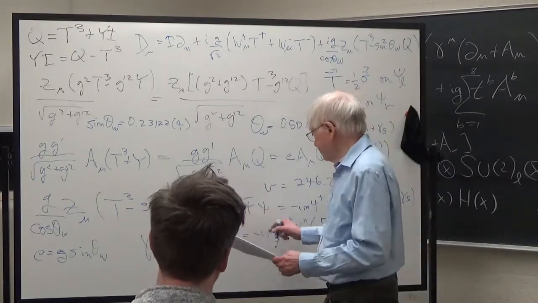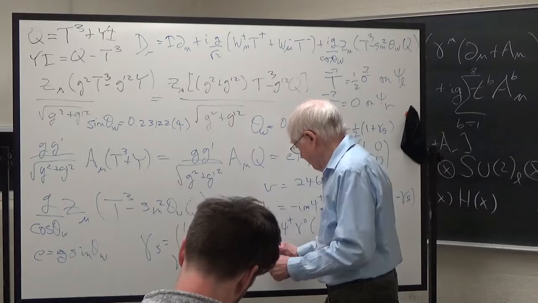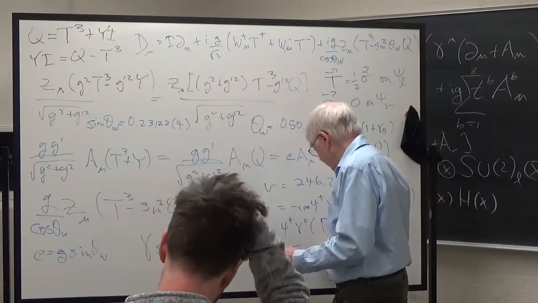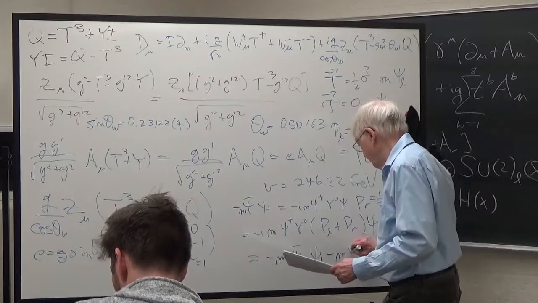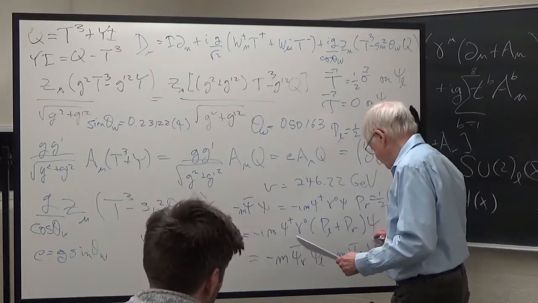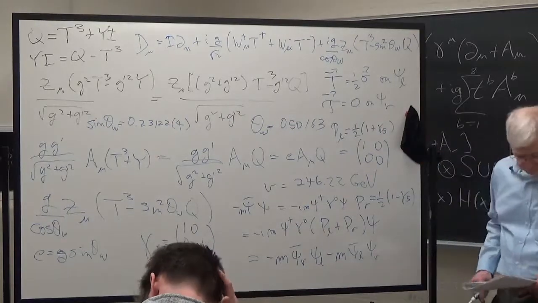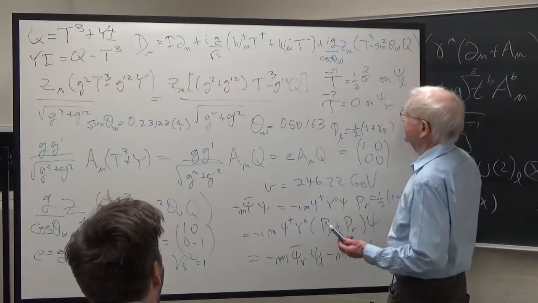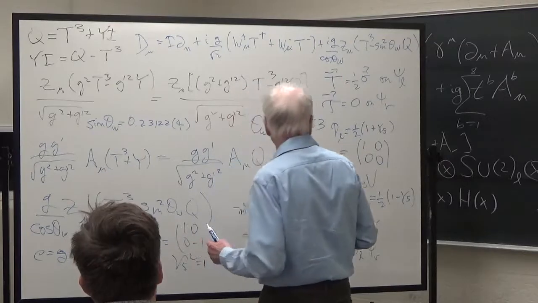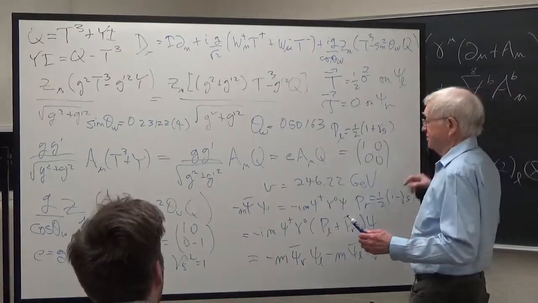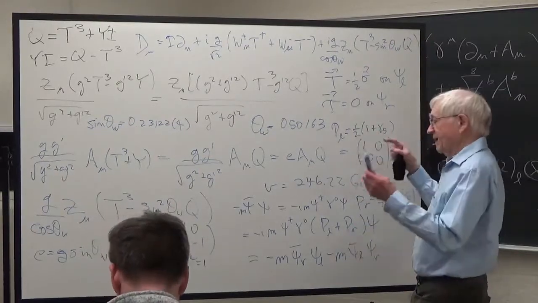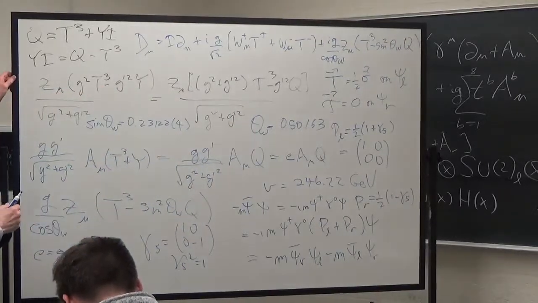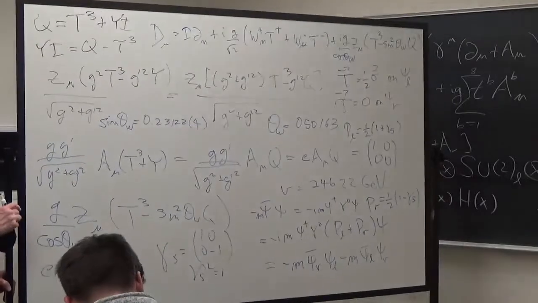And so this minus m psi bar psi, one can rewrite it as minus m psi bar right psi left minus m psi bar left psi right, where psi right is P right on psi, psi left is P left on psi. And so psi left is the upper two components, psi right is the lower two components.